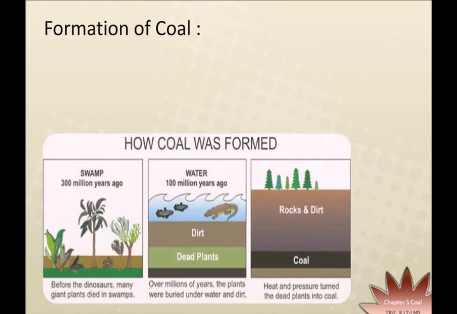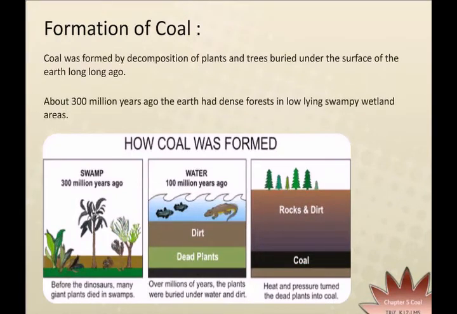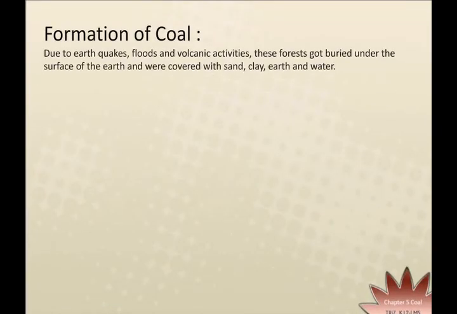Formation of coal. Coal was formed by decomposition of plants and trees buried under the surface of the earth long ago. About 300 million years ago, the earth had dense forest in low-lying swampy wetland areas. Due to earthquakes, floods and volcanic activities, these forests got buried under the surface of the earth and were covered with sand, clay, earth and water.